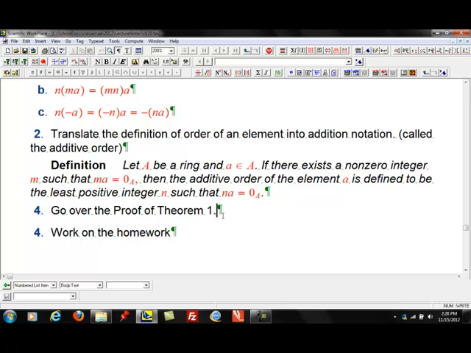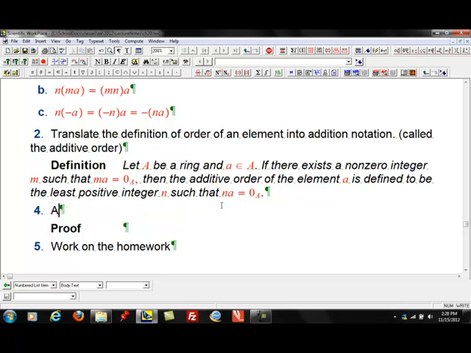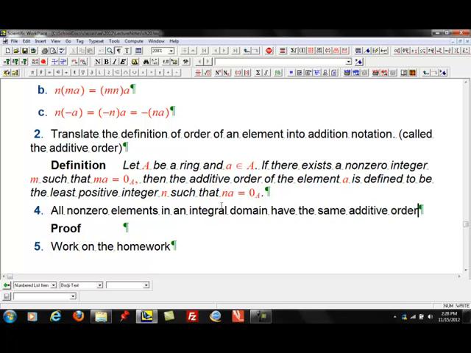So, you guys actually had to outline theorem 1. Let's go ahead and write the proof for theorem 1. Let's go ahead and type theorem 1 so I know what it says here. Okay, so what does theorem 1 say? All non-zero elements have the same additive order. Okay, so we have to start with an integral domain. So let A be an integral domain. And we have to pick an element a in A, a is not equal to the 0 element of our integral domain A. That's the additive identity.